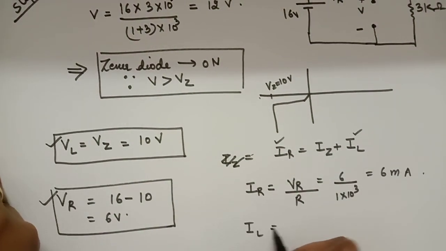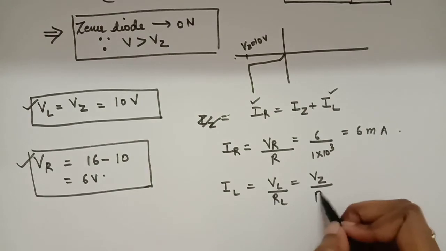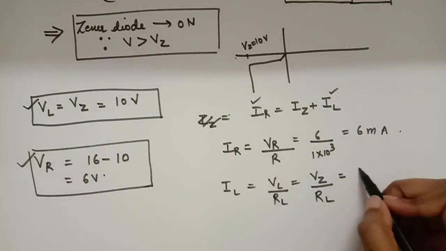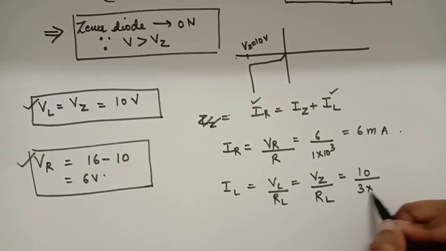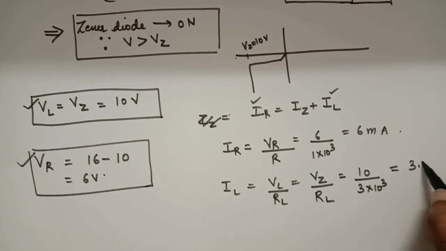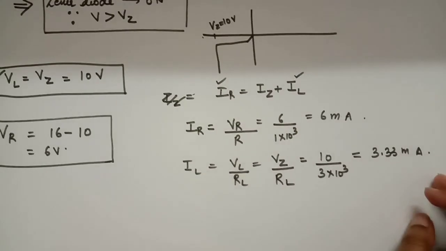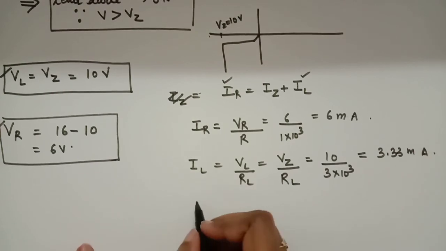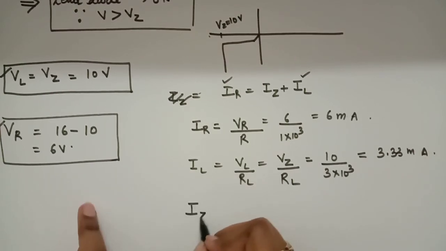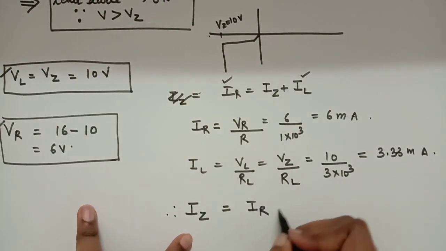IL is equals to VL upon RL, and VL is equals to Vz, because now Zener is on. What is Vz? 10, and 3 into 10 raised to the power 3. That means 3.33 milliampere. Alright, milli means 10 raised to the power minus 3. And thus IZ will be IR minus IL.